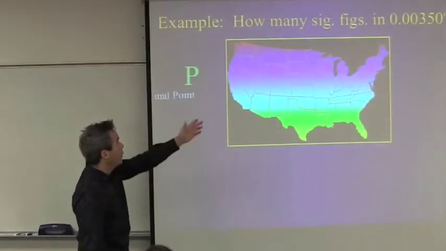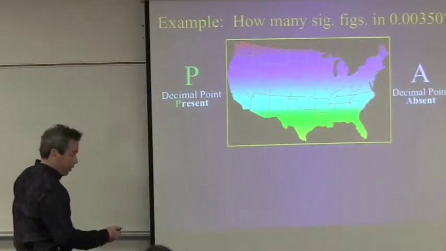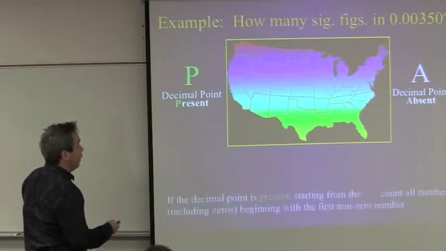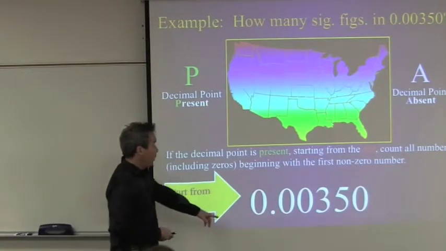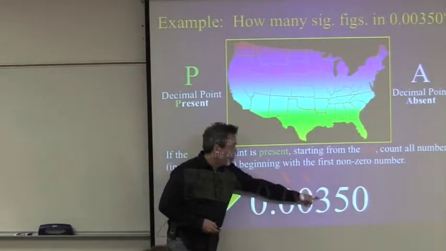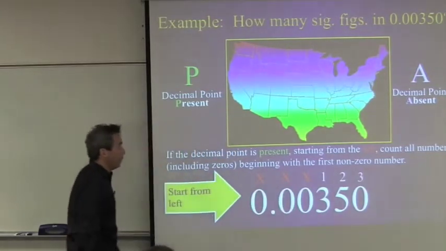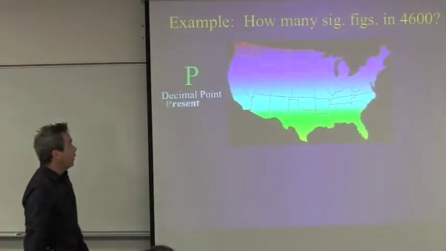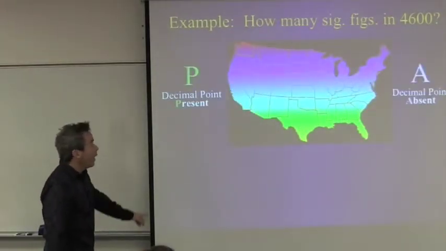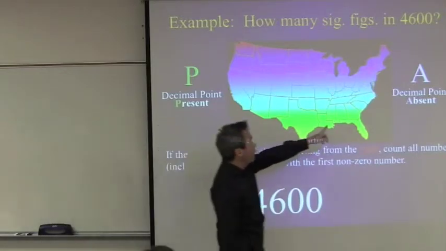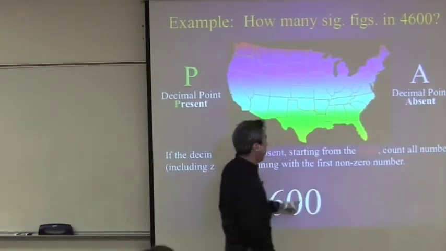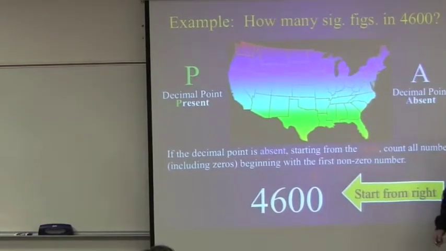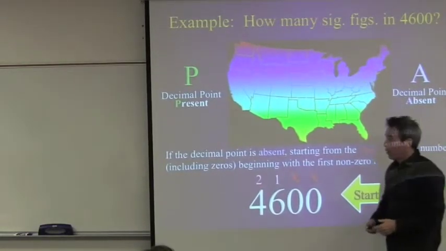So we had an example, 0.00350. In this one, the decimal point is present, because there it is, and so we start this way, and you see, start with the first non-zero number. There's 1, 2, 3 significant figures. Then I gave you an example where the decimal point was absent, like this, 4,600. Decimal point absent, so we start from the ocean and go to the land. We start inspecting the number. Right, so there, no, 1, 2.